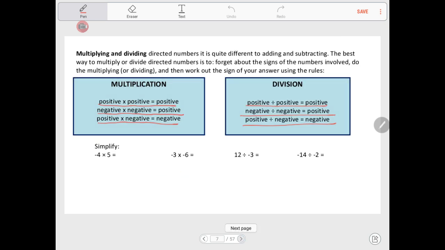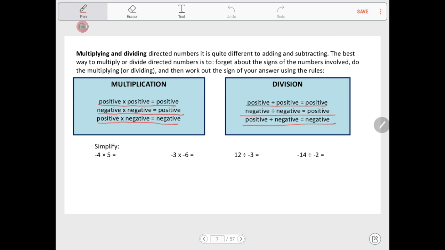So let's look at these examples. You might be feeling confident about this, and you just want to go ahead, pause the video and try these before I do them, and then check the answers at the end of the video. Okay, I'm going to have a go at them now.